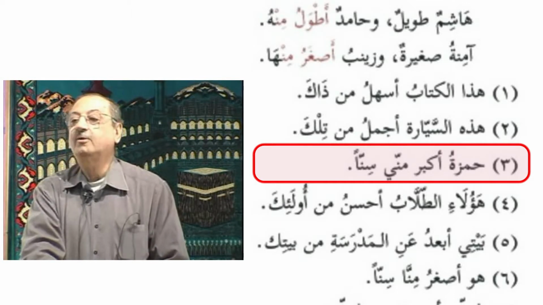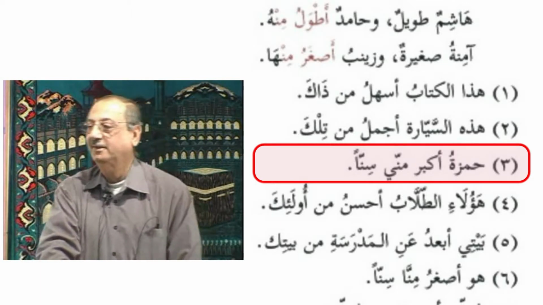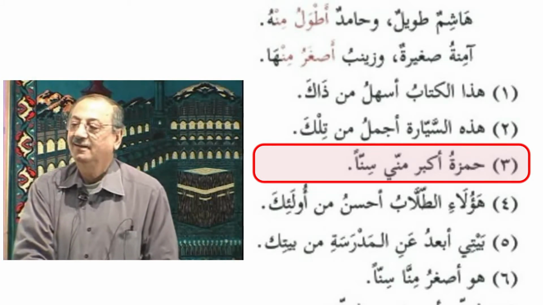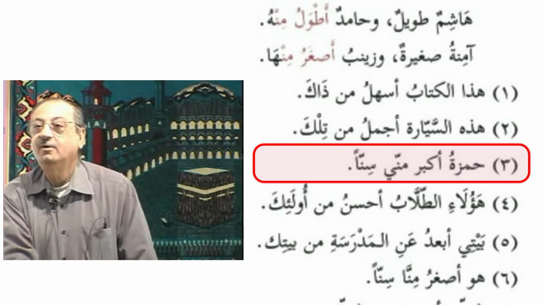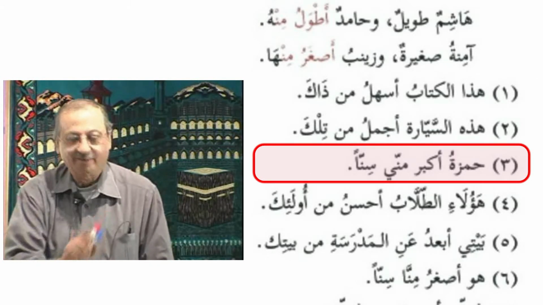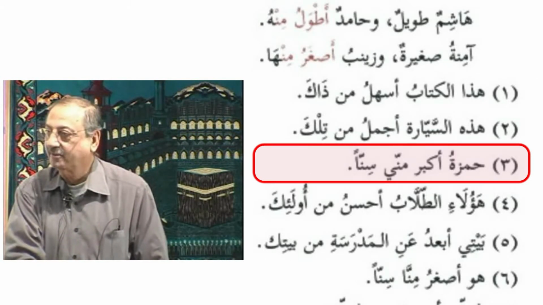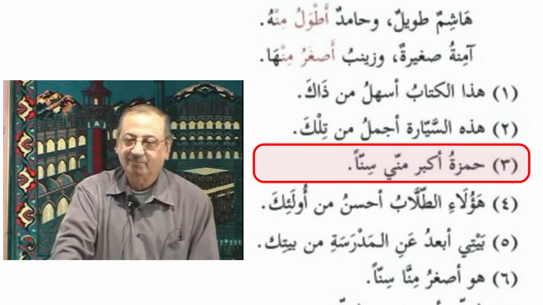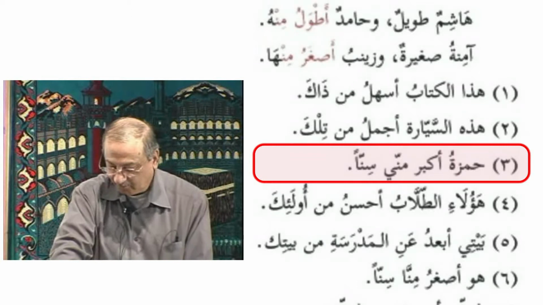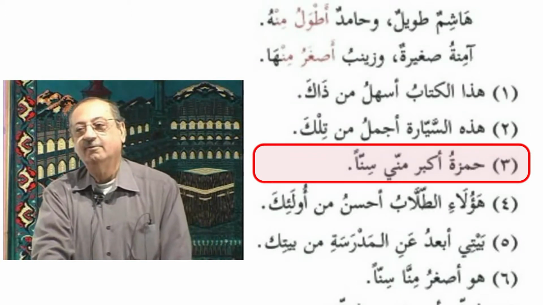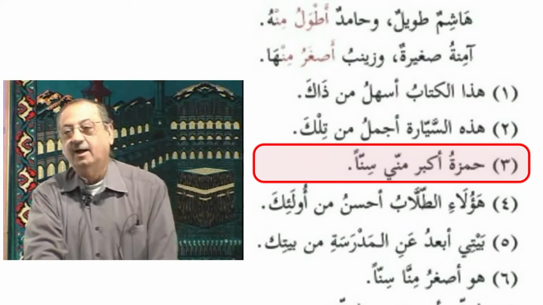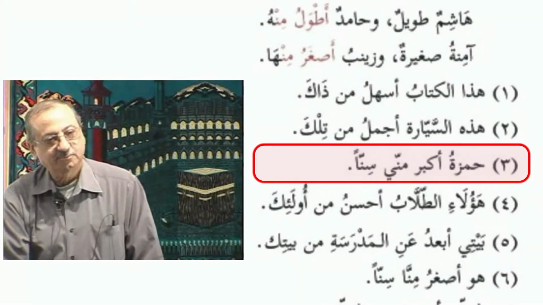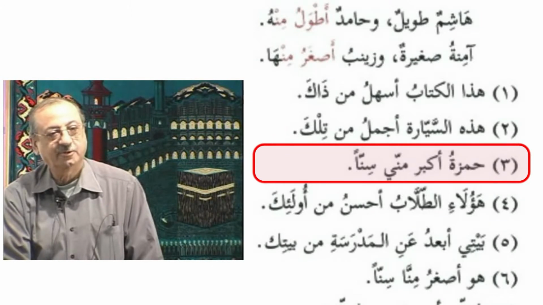Hamzatu akbaru minni. What is it, brother? Older than. Here you will say older. Hamza is older than me. Brother, look at it carefully. Brothers and sisters, Hamzatu akbaru minni. If I only say to you, Hamzatu akbaru minni, then you will say, he is bigger than you or older than you. In what way?